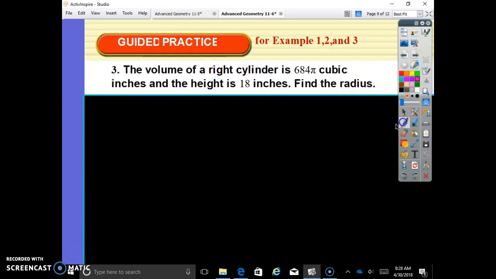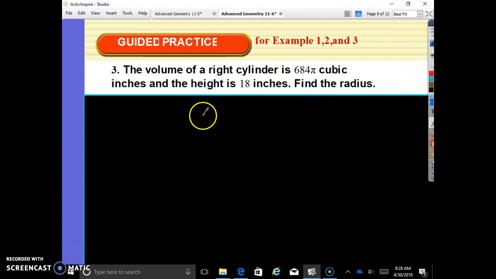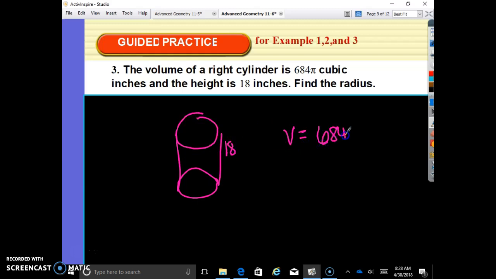The volume of a right cylinder is 684 pi cubic inches. The height is 18. So your height is 18, and it says the volume is 684 pi. Well, what is the volume of a cylinder? It's supposed to be pi r squared, area of the base, times the height, equals 684 pi. Your height is 18.